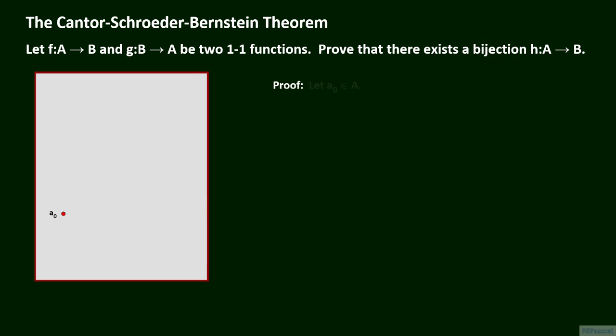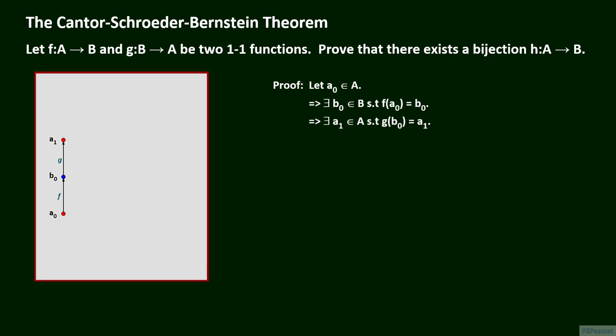We start the proof with an element a sub 0 from set A. Since the domain of the function f is set A and the range is a subset of set B, there should exist an element b sub 0 in set B such that f of a sub 0 is equal to b sub 0. And since the domain of the function g is set B and its range is a subset of set A, there should exist an element a sub 1 from set A such that g of b sub 0 is equal to a sub 1.